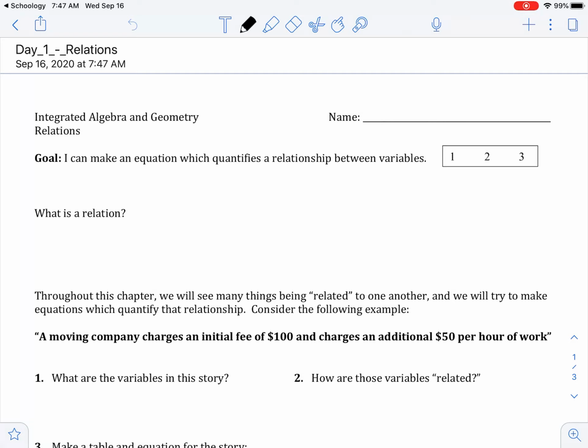Hello, everyone. So today we're starting chapter 3A, and our first section is on relations. Our goal for today: I can make an equation which quantifies a relationship between variables. Go ahead and pre-rate yourself on that and see how you feel about it.